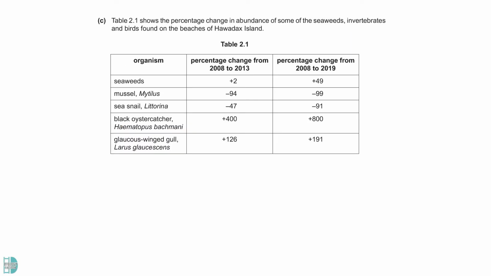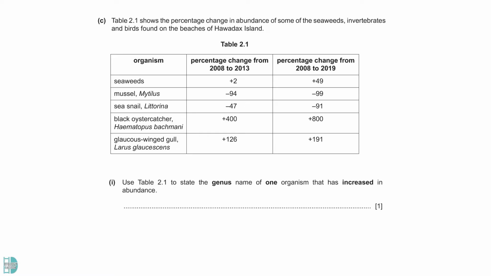Table 2.1 shows the percentage change in abundance of some organisms on the island. C1. State the genus name of one organism that has increased in abundance. Both the black oystercatcher and glaucous winged gull increase. Their scientific names are included in the table. The first word of the name is the genus, while the second is the species. So, Hematopus and Larus can be used as the answer.